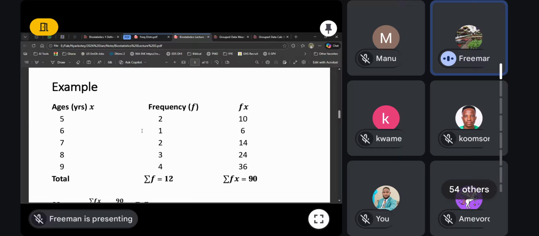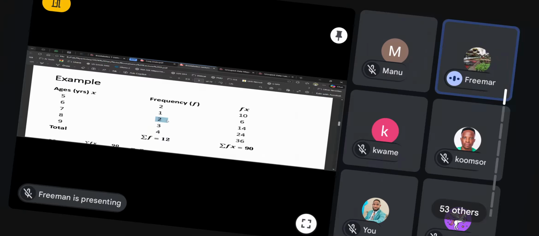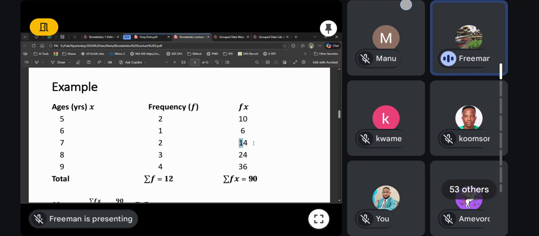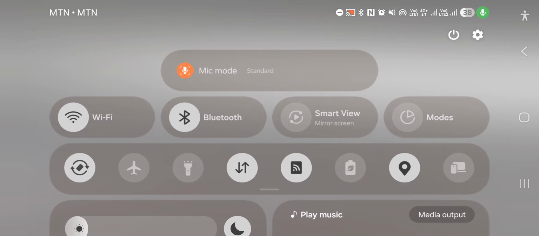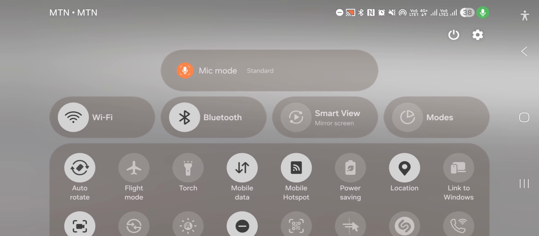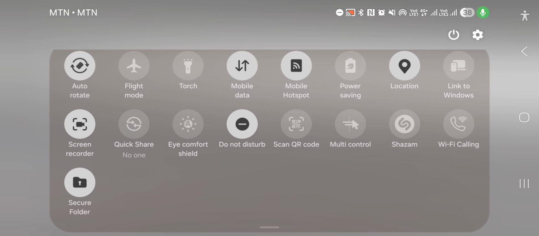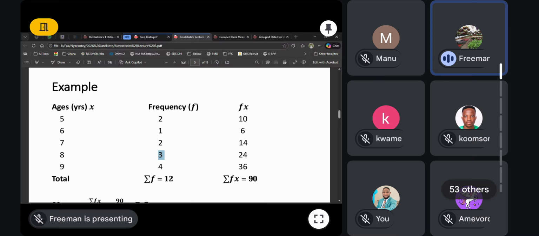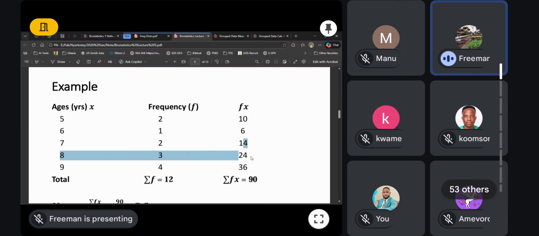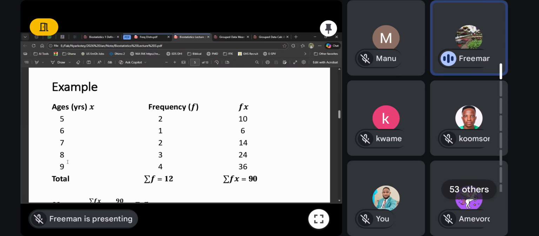6 is only 1, so 6 times 1 is still the 6. 7, we have 2. So 7 times 2 gives you 14, which is the same as 7 plus 7. 8 occurs 3 times, and that should be 8 plus 8 plus 8. Instead of doing that, we say you do 8 times 3. You have your 24, the same answer. And 9 times 4 gives you 36.